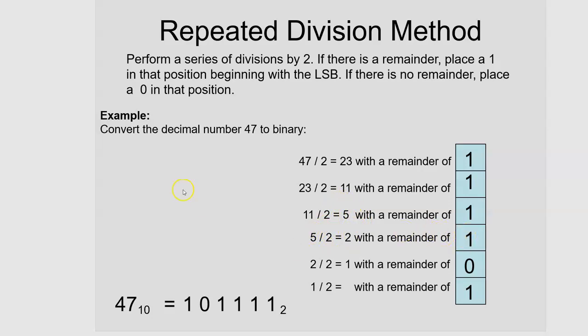So there's my remainder. Now look right here. I got a 2 divided by 2. That's a 1 with no remainder. So no remainder means I have a 0 here. And then I got a 1 divided by 2. Well, this one's a little tricky.